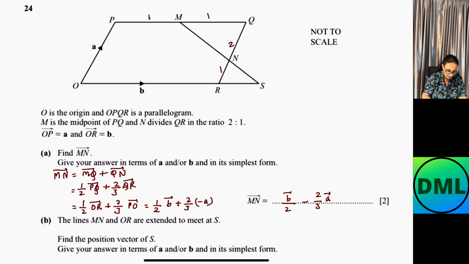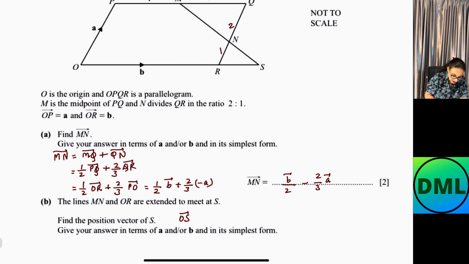Let's see the second part here. The lines MN and OR are extended to meet at S. Find the position vector of S. I need to find out OS. Give your answer in terms of A and B in its simplest form. I need to find out the vector OS.